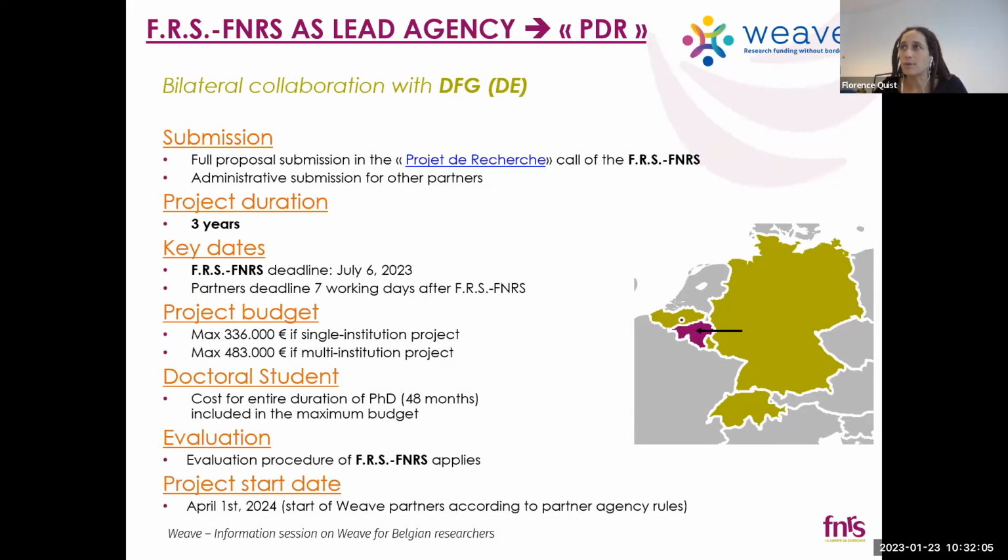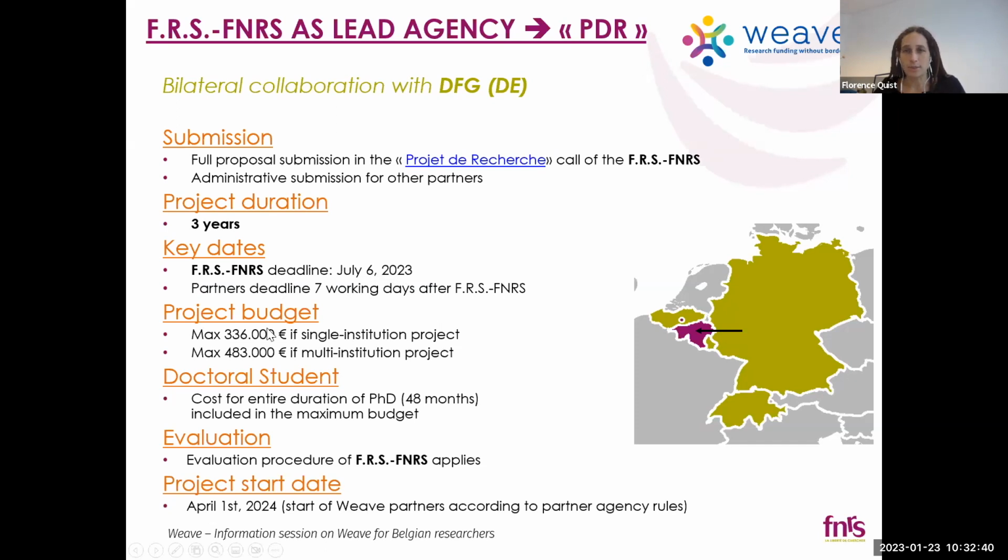With DFG, it's a little bit different. So that's why I'm gonna give some more precisions here. So first of all, once again, because FNRS is lead, then you will submit in the PDR call of the F.R.S FNRS, and of course, an administrative submission for your other partner, your German partner. Once again, with DFG, the project duration is set at 3 years. Here are the deadlines. So the F.R.S FNRS deadline will still be July 6th, and the DFG deadline 7 working days after the F.R.S FNRS.